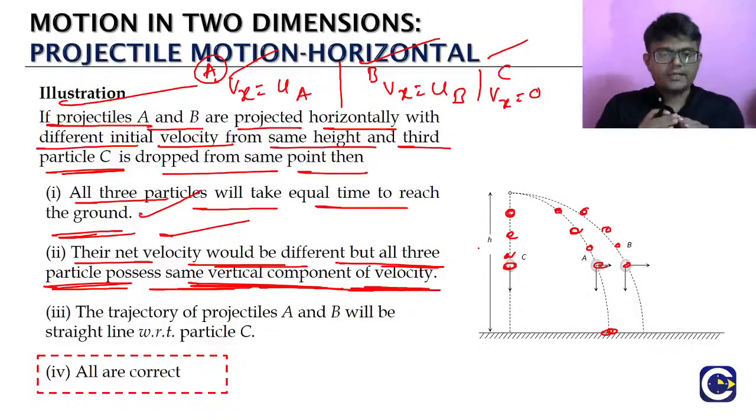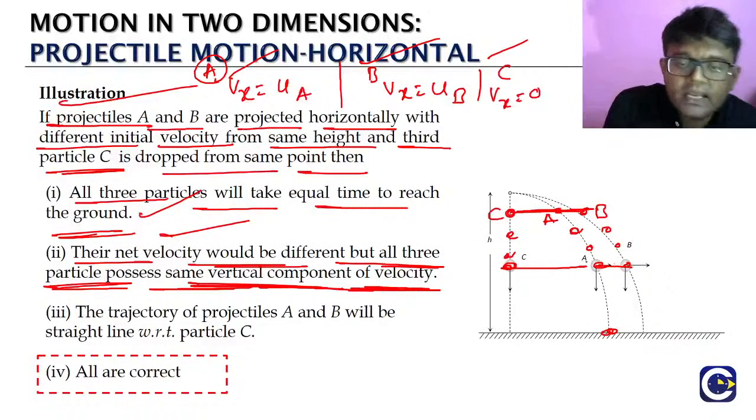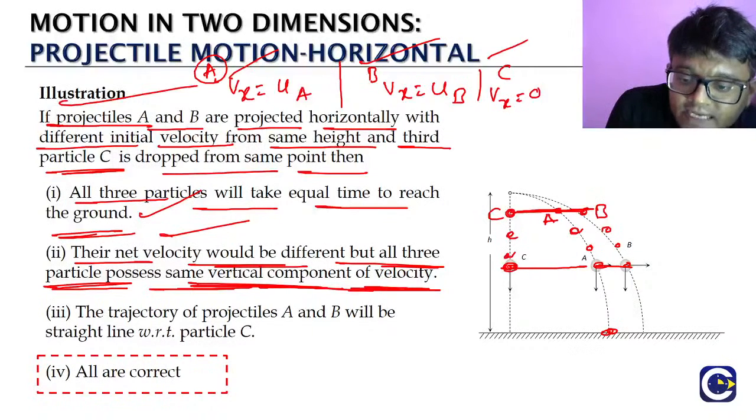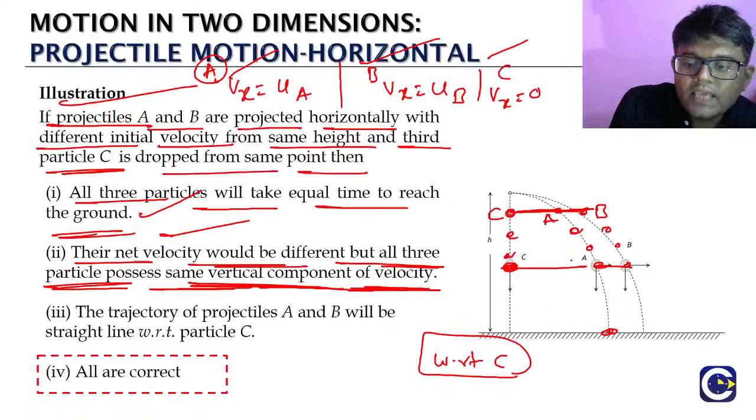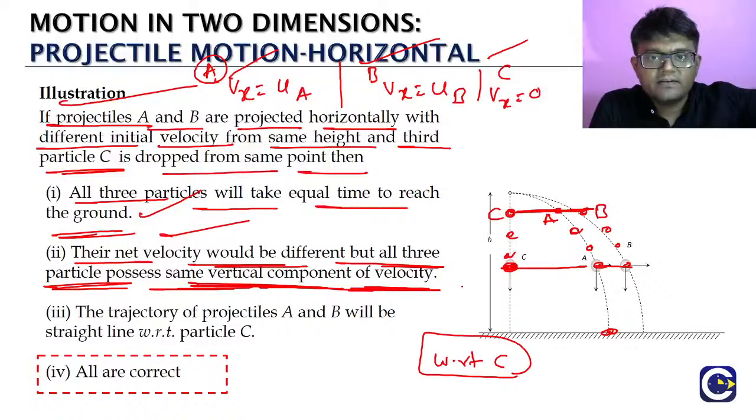Now think about it. What do you observe? C is here. At that point, A is here, B is here. So they are on the same straight line. After some time, C is coming here, A is here and B is here. They are again on the same straight line. With respect to C, when you observe, A and B are on the same straight line.